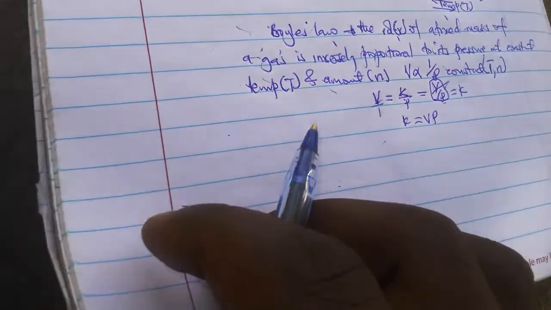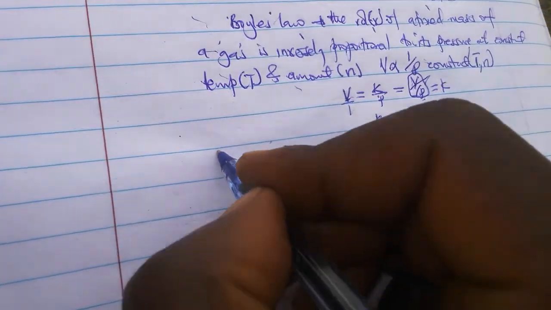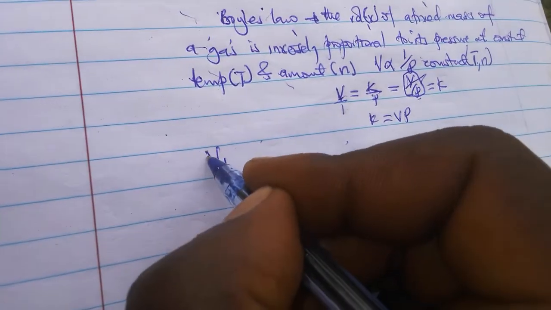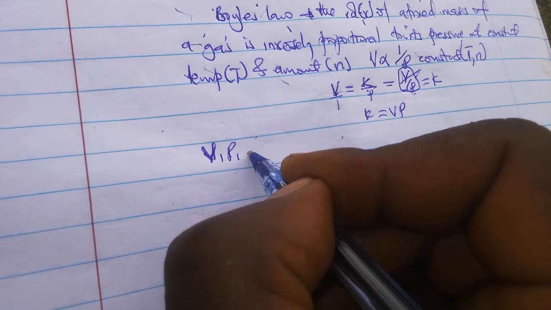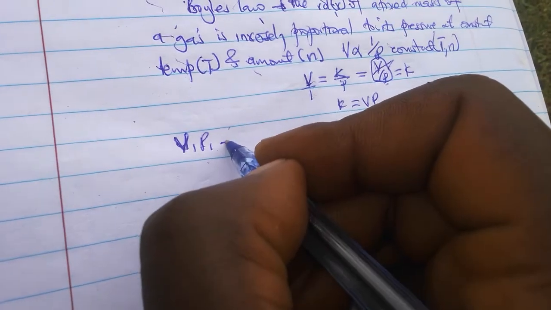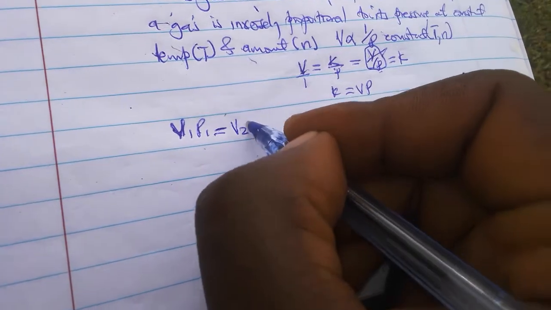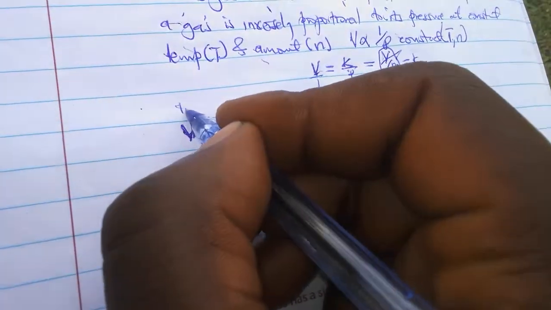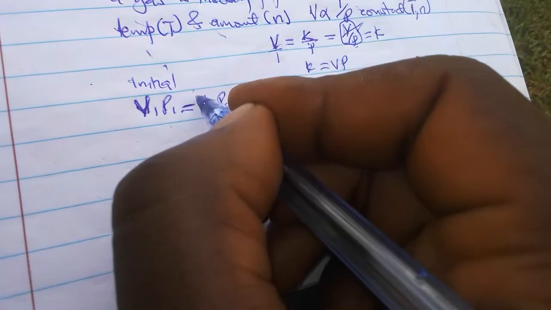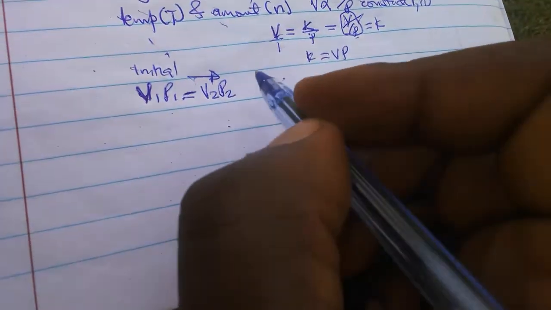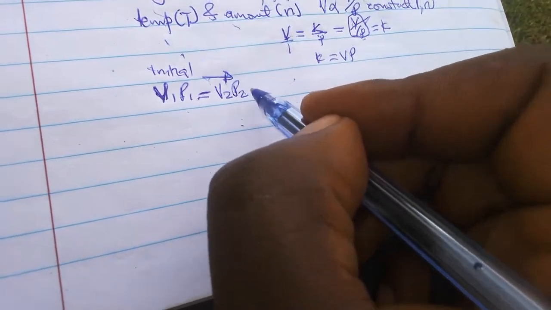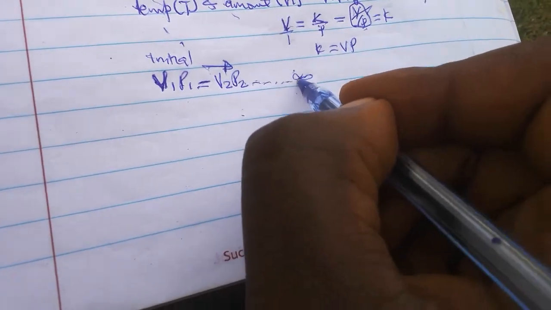So in the initial stages of the gas, V1, P1. Then after a change, this one will go to V2, P2. This one is initial. Then these ones are undergoing different changes. The change can increase up to infinity.